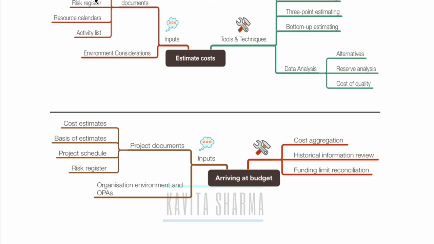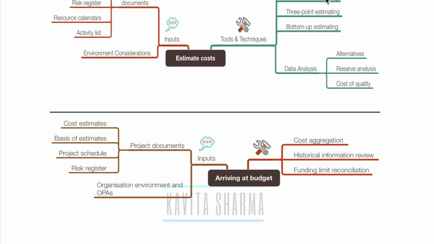Then we estimate the cost. How do we estimate cost? Based on activity attributes. Remember, we had activity attributes, or we can take the WBS as one of the foundation blocks, and then estimate cost for each WBS element. If you want to do bottom-up estimation, then I would take up activity attributes, the activity list, and the resource calendar. Resources would also have a cost, and then I would use them in the bottom-up estimation. What is bottom-up? When we break down everything and then do precise estimates. It takes time. Then there are three-point estimates.